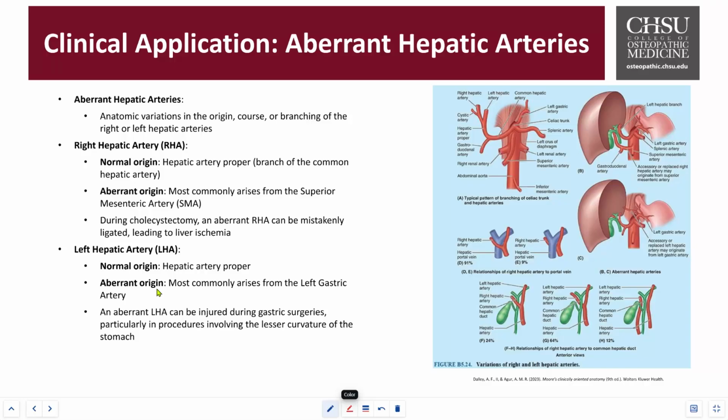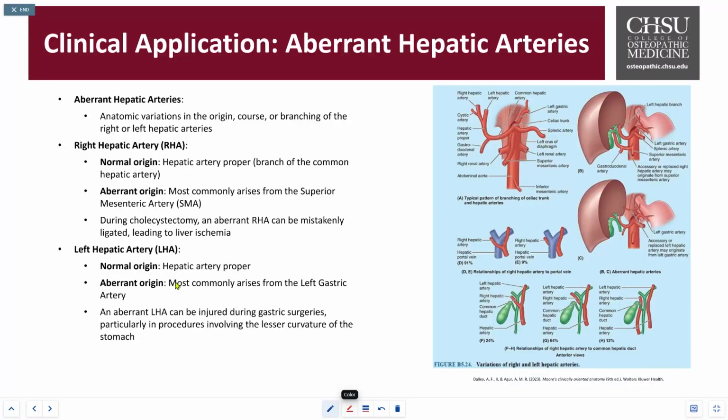And why this is important is that during clinical application in cholecystectomy, when you're removing the gallbladder, there could be an aberrant RHA that could be mistakenly ligated, that can then lead to liver ischemia and then damage to the liver. That's also why in liver transplants it must be very carefully done, as well as certain kinds of pancreaticoduodenectomies, or removal of the pancreas and the duodenum.